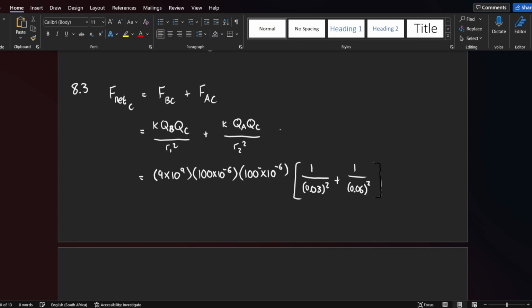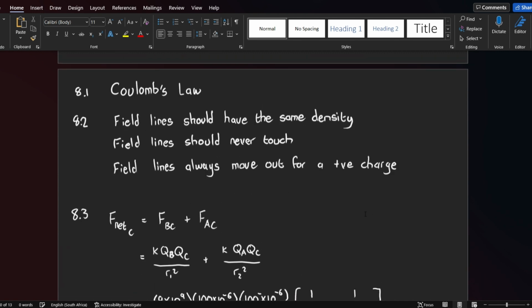Okay, and when plugging that into a calculator, obviously if you wanted to, you did not have to take that out as a highest common factor. You could have simply substituted as is. It's just less work when you take out the highest common factor, because you're only substituting those once, and once you substitute those in, you will get your final answer to be 1.25 times 10 to the power 5, and force is in newtons, and we indicate the direction, and that will be to the right. So that is our net force on charge C.